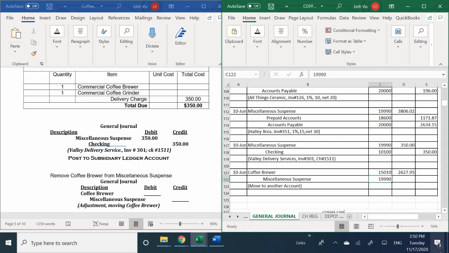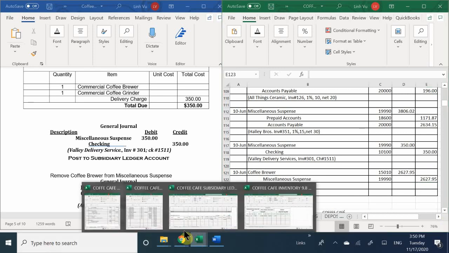Okay. So now that this transaction is complete, well, actually, let me type. Oh, we don't do a separate line for freight. No, because remember, it's included in the cost of the asset. So good. So here you go. 2,627.95 is going to be transferred out.